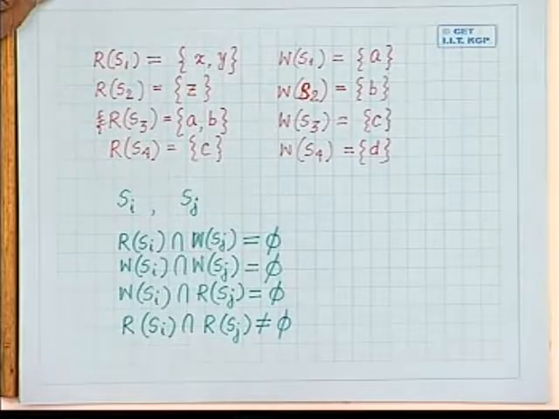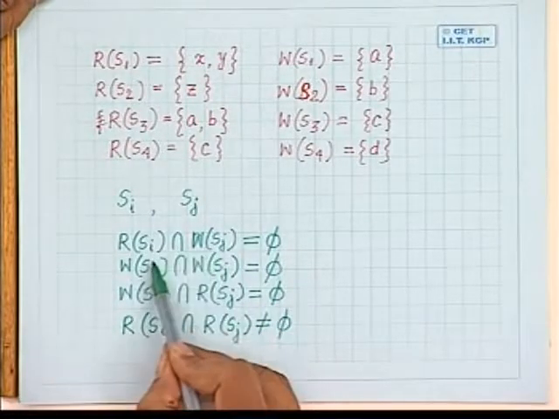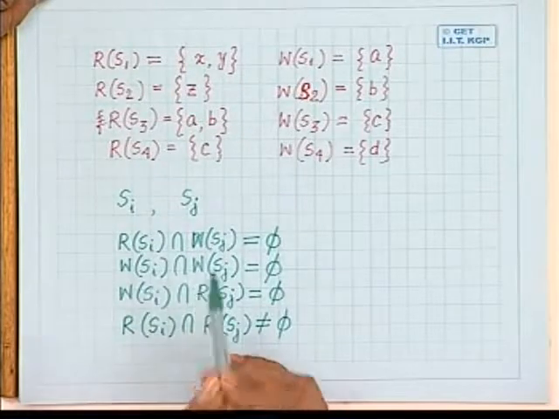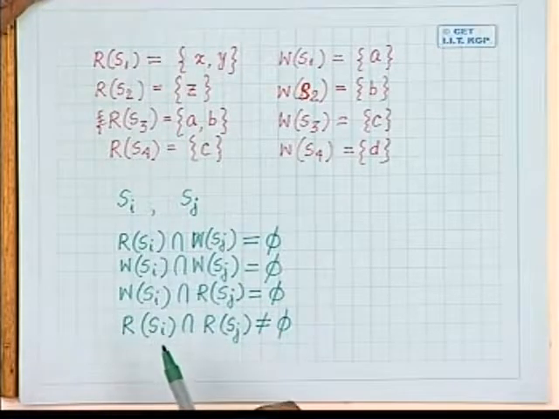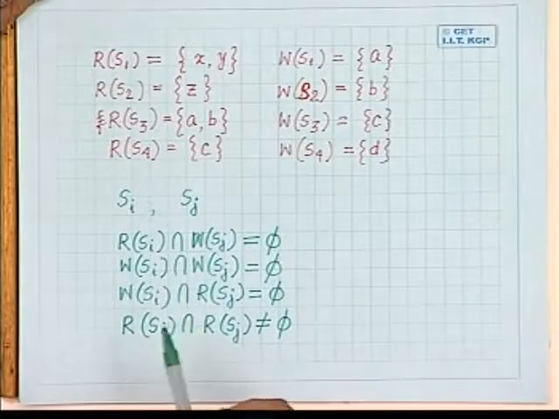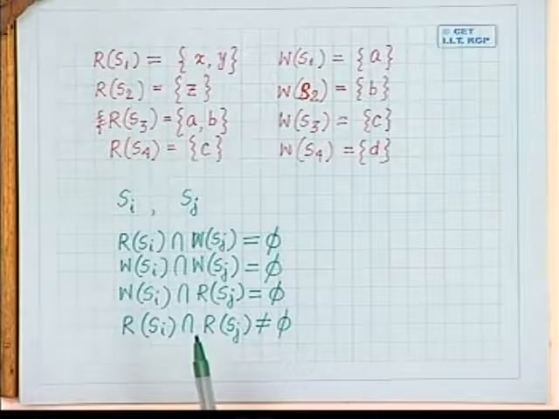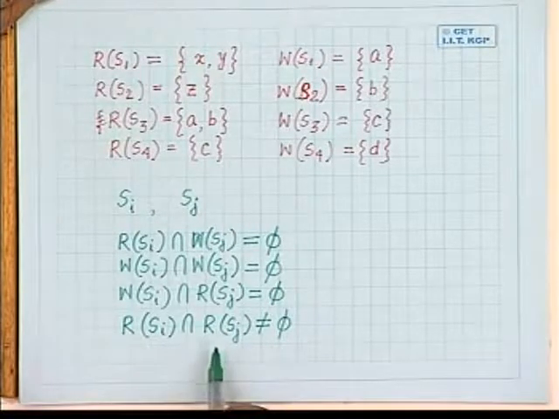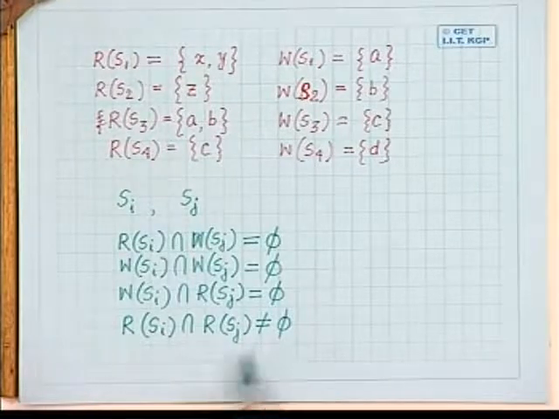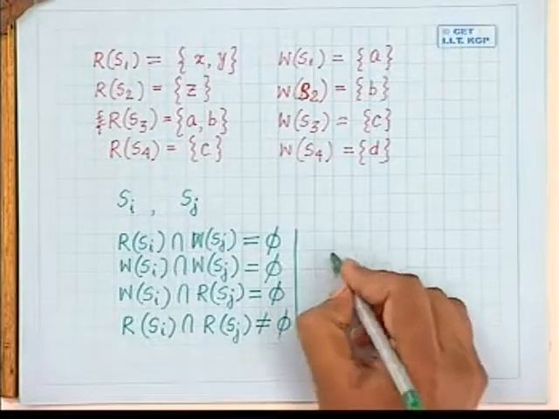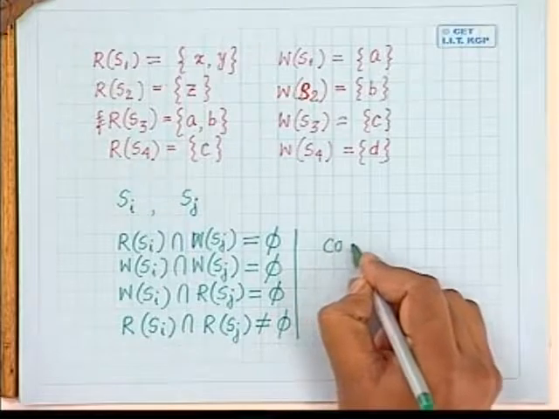So I must have the condition that the read set of any statement should not intersect with the write set of the other statement, and the write set of any statement should not intersect with the write set of the other statement. However, if the read sets of the two statements intersect, this does not prevent us from executing S1 and S2 concurrently. So this will be the concurrency condition.